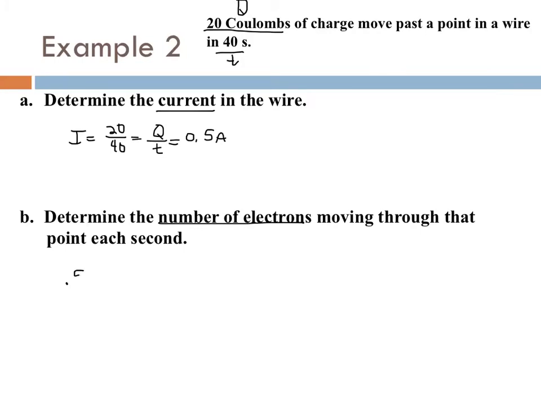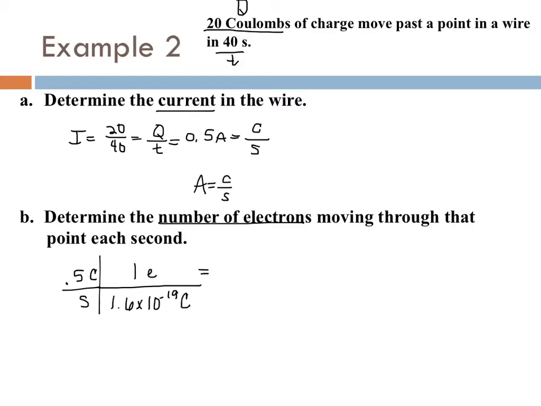So we have 0.5 coulombs per second, and again a coulomb was our charge, seconds was our time, so coulombs per second are equal to amps. So if we have 0.5 coulombs that pass every second, and 1.6 times 10 to the negative 19 coulombs is the charge for one electron, that means that 3.125 times 10 to the 18th power electrons pass per second.